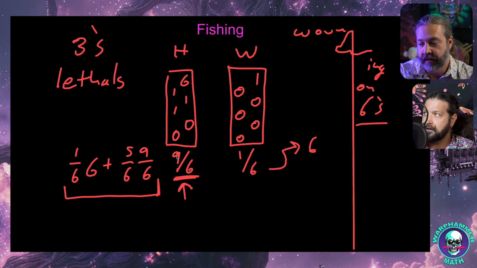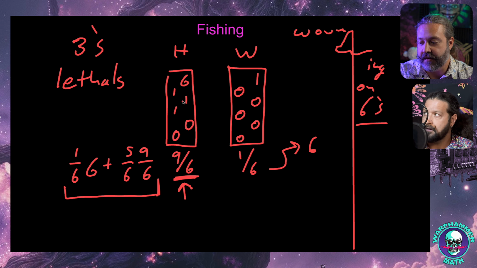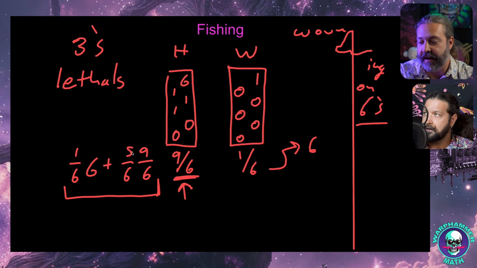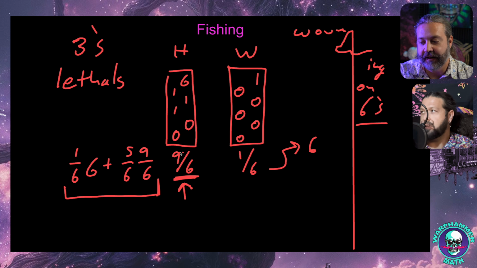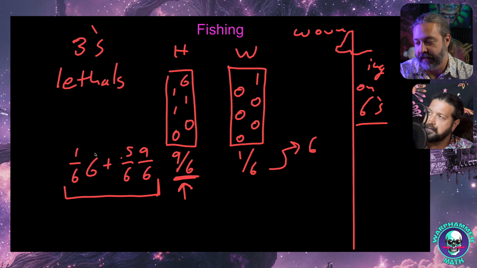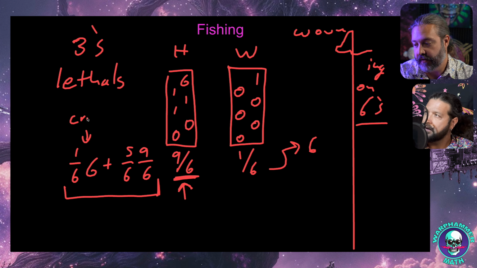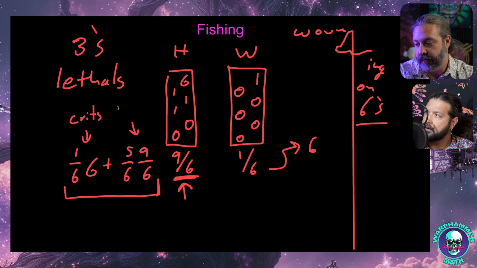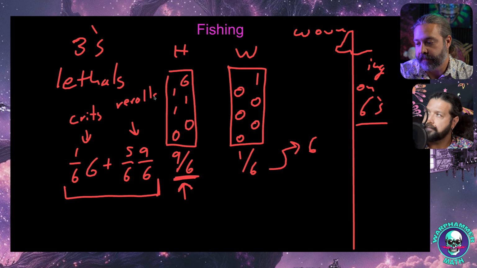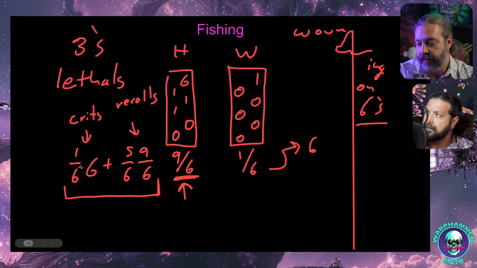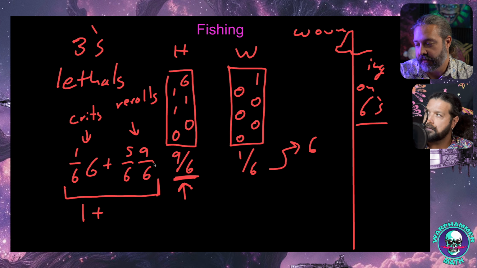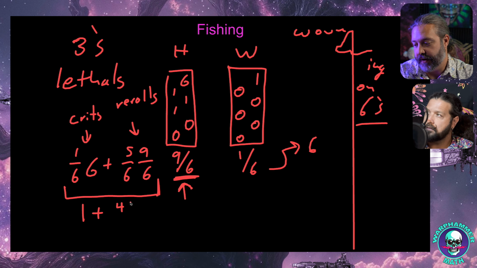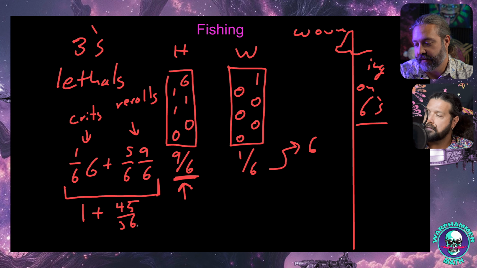Yes, you do. Because basically 1/6 of the time you just definitely get the 6. 5/6 of the time you just get to reroll this thing all over again. You get 9/6. So this is essentially crits, and this term is rerolls. Which is annoying. So what would this be? 1/6 times 6, that's 1. And then this is going to be, what, 45/36?